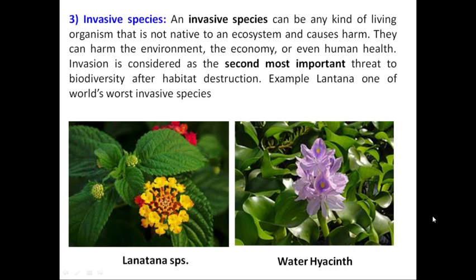The third threat is invasive species. As I discussed before, an invasive species can be any kind of living organism that is not native to an ecosystem and it causes harm. If that invasive species is very dominating, it will not allow another species to exist or grow in the area where it is growing. These species can harm the environment, also the economy, or even human health. Invasion is considered the second most important threat to biodiversity after habitat destruction.